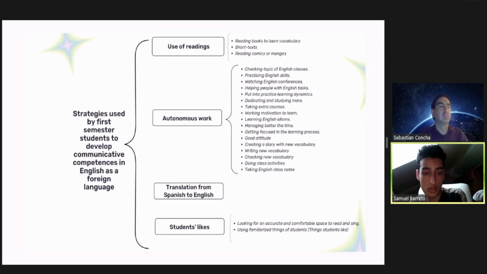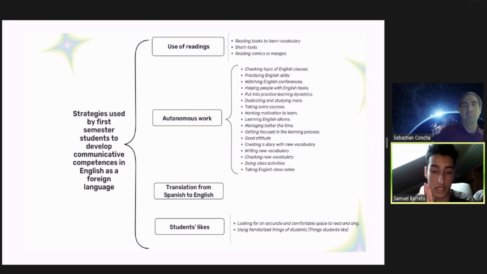So that's the problem we reflect here, and also translation from Spanish to English. That was another problem based on professors' perceptions; this specific strategy is not accurate. And the last one is that students practice with what they like and enjoy. The next one.